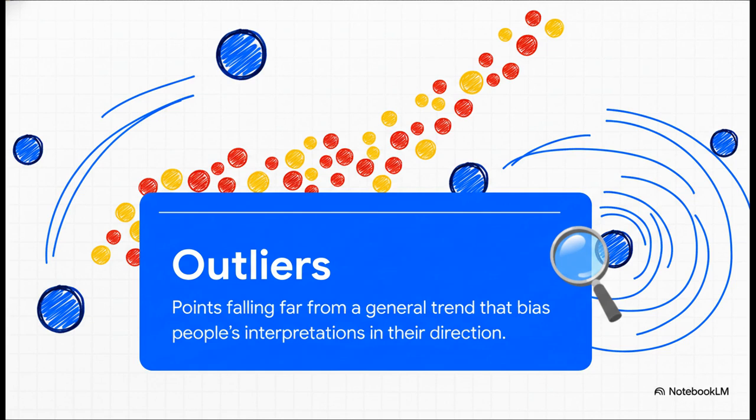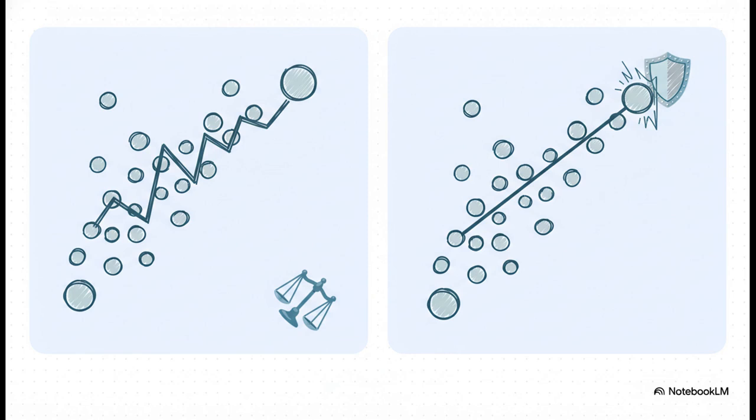These points have a name, of course. They're called outliers. You can think of them as the rebels of the data set, the points that fall way outside the main group. And as the research shows, they have this almost magnetic pull on how we interpret the overall trend. So how do statisticians actually deal with this problem?